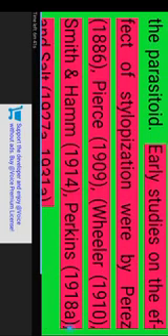Many noticeable changes are brought about by Strepsipteran parasitization, among which are included various internal changes due to the feeding of larvae and often a pronounced influence on the primary and secondary sexual characteristics of the adult host. Most seem to result from nutritional balance upsets of the host through feeding by the parasitoid. Early studies on the effect of stylopization were by Perez, 1886, Pierce, 1909, Wheeler, 1910, Smith and Ham, 1914, Perkins, 1918a, and Salt, 1927a, 1931a.